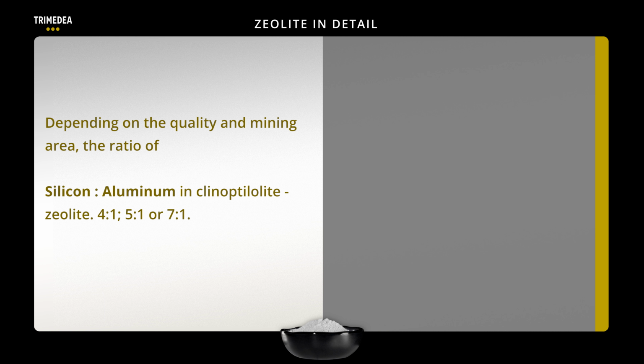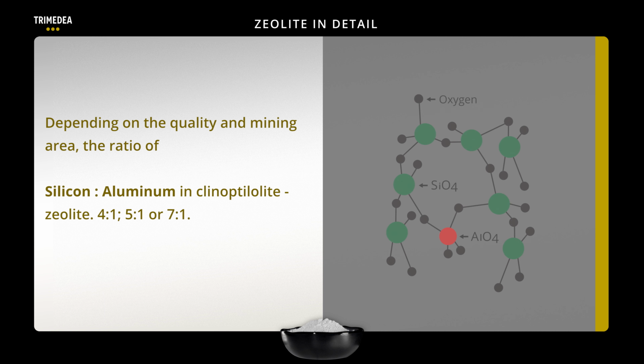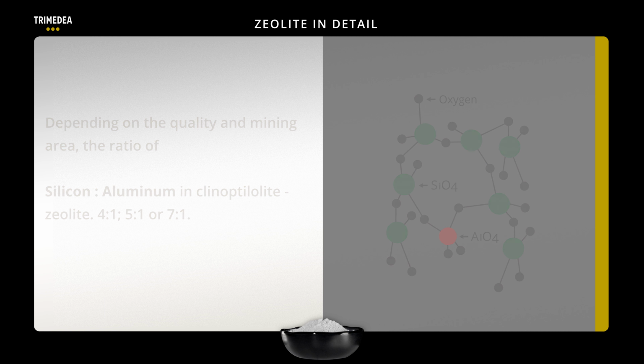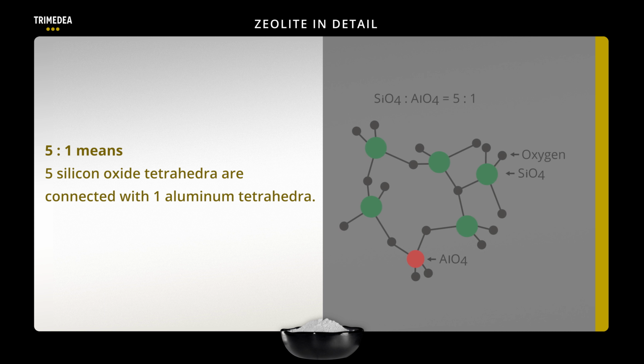Depending on the quality and the mining area, the ratio of silicon to aluminum in clinoptilolite zeolite varies, resulting in ratios of 4:1, 5:1, or 7:1. 5:1 means 5 silicon oxide tetrahedra are connected with 1 aluminum tetrahedron.